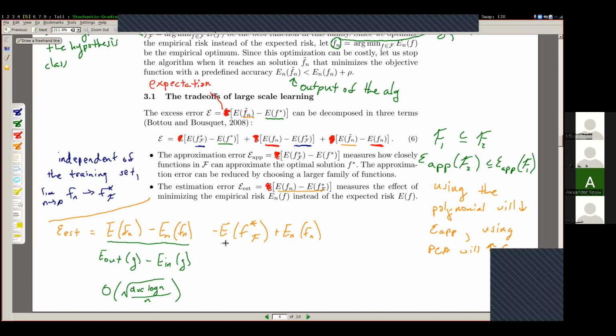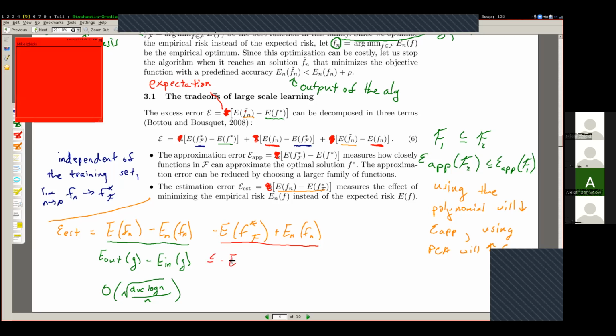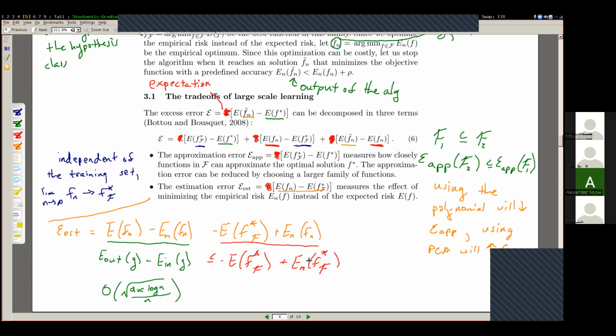I have a further claim that this thing in red is less than or equal to, keeping the first term exactly the same, E of F star sub F, plus E sub n of F sub n, and then E of F star sub F, like that. In particular, I'm claiming that this thing up here is less than or equal to this thing down here. If you go up to the definitions, it immediately follows that this F sub n is the minimization over the in-sample error, and this thing is a minimization over the true error. Those things are closely related to each other, but the minimization over the in-sample error is guaranteed to be smaller than the minimization of the true error.